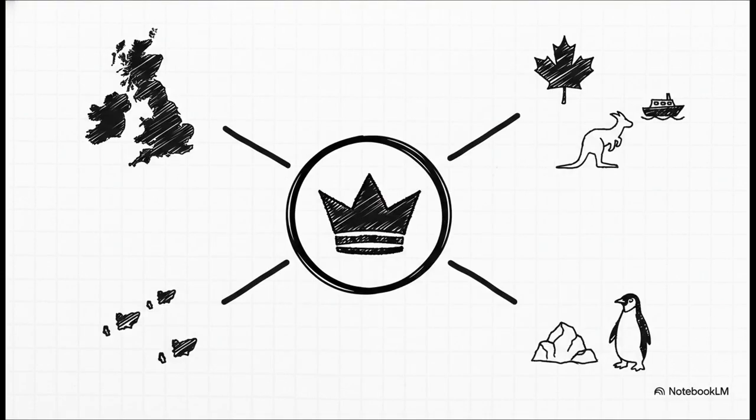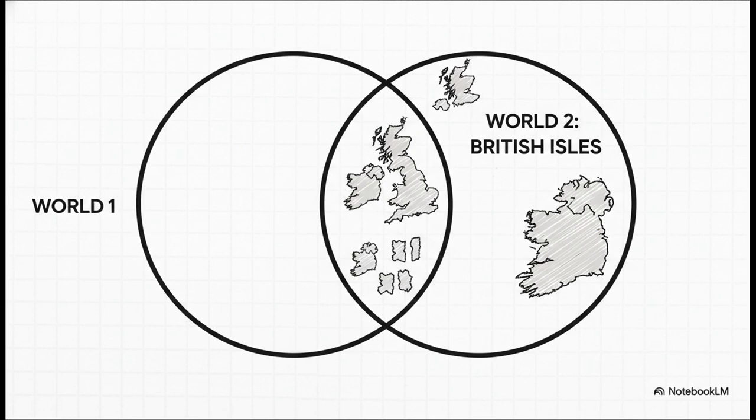So in that first world, the political one, everything is connected to the Crown. That includes the United Kingdom itself, all those independent Commonwealth realm countries, the self-governing Crown dependencies, and the British overseas territories. Then in the second world, the geographical one, we're just looking at the physical land masses. So that includes the United Kingdom, the totally separate Republic of Ireland, and the Crown dependencies.